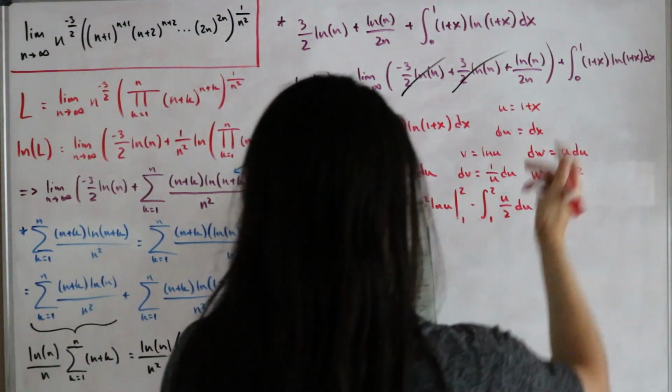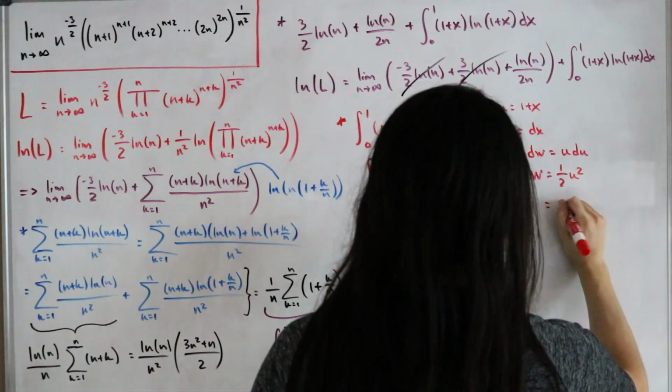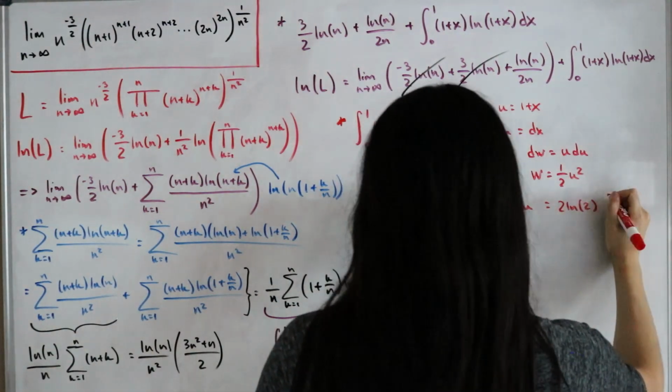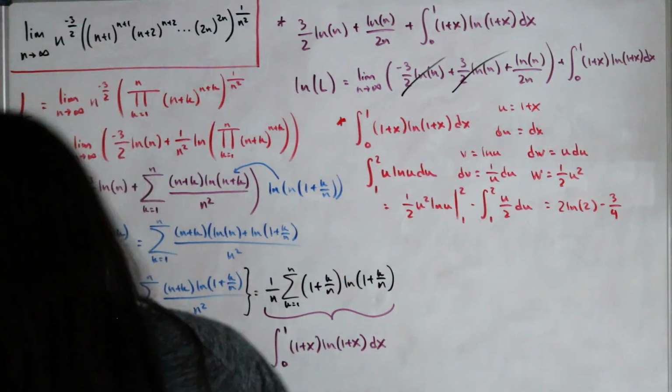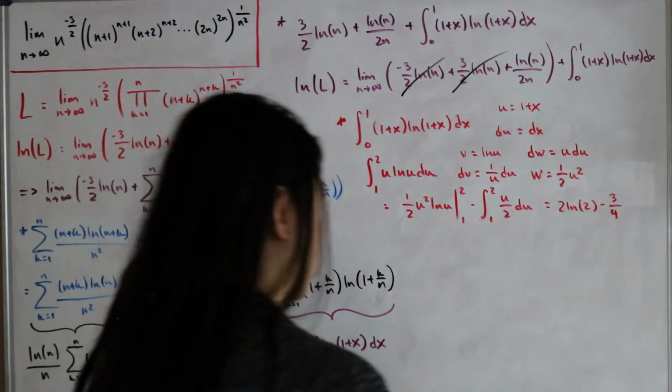And so performing the necessary calculations together, this is going to be 2 times the natural log of 2, then subtract 3 divided by 4. Okay, that simplifies things a whole lot better.